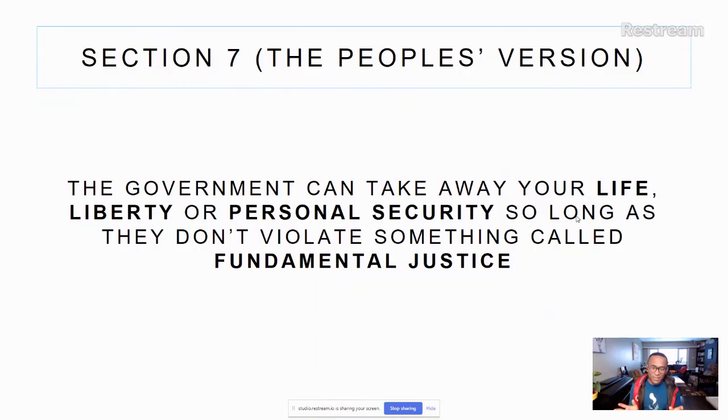This is probably upsetting some of you right now. Like, what do you mean? I have a right to life and all of this stuff. How can the government take it away? And what is this nonsense document called the Charter that's saying the government can do that?